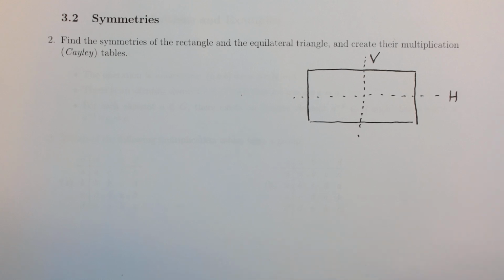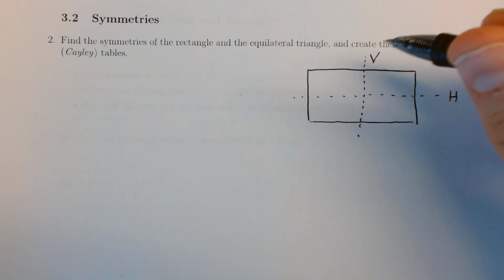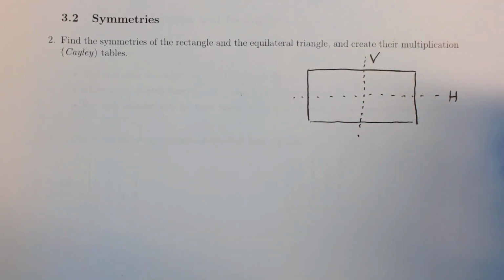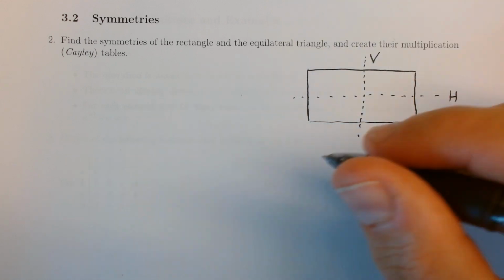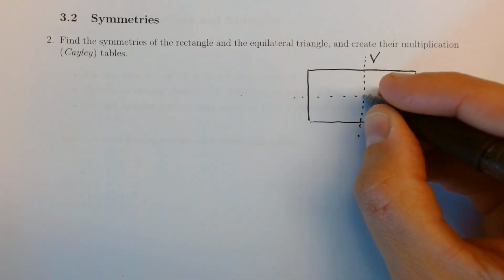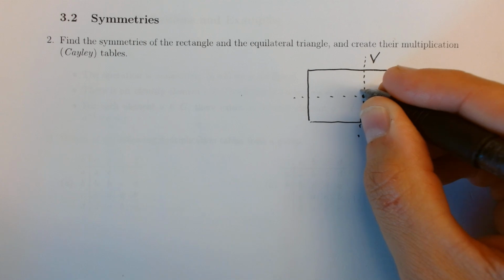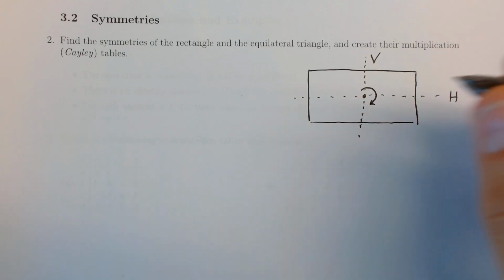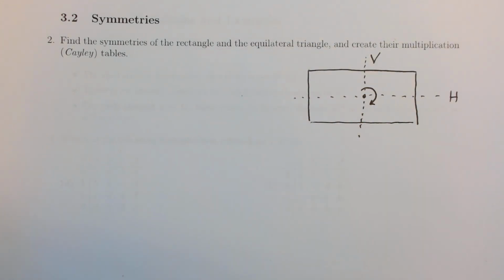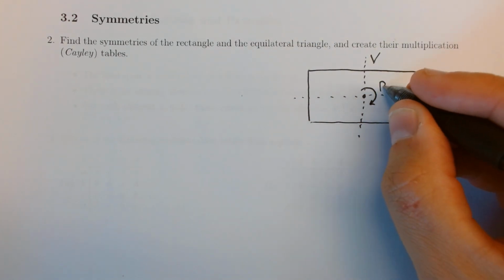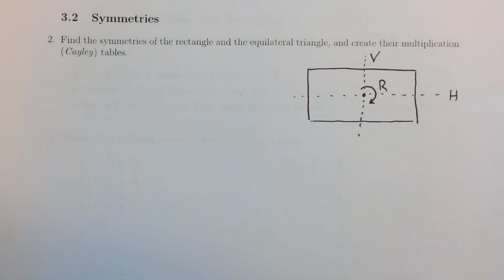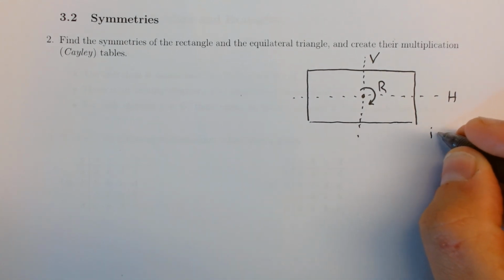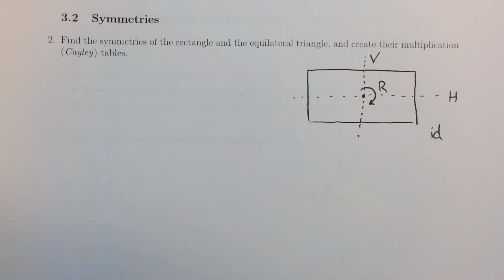The only other thing I can do, besides flipping, is rotating it. I could rotate it around, and I'd have to rotate it a full 180 degrees to get it looking the same. So if you take this point in the center and rotate about that point, every point around here would end up looking the same. So I'll call that R. Now another thing we can do is just leave it alone. So if I don't do anything, I'll usually just call that ID for the identity.